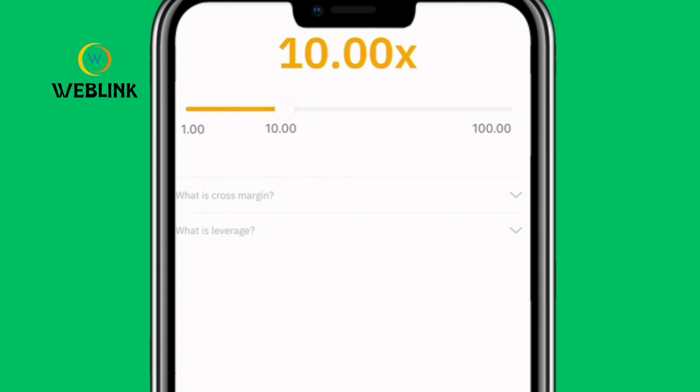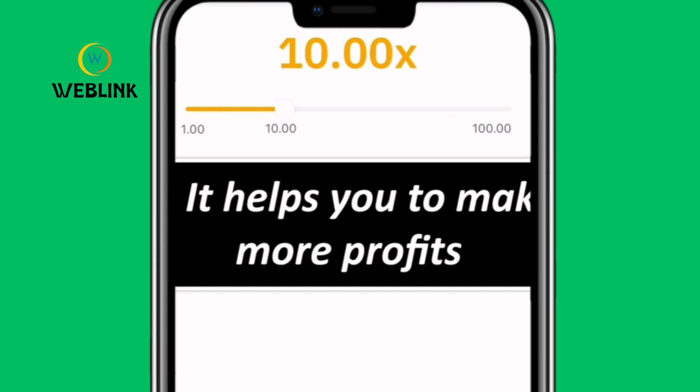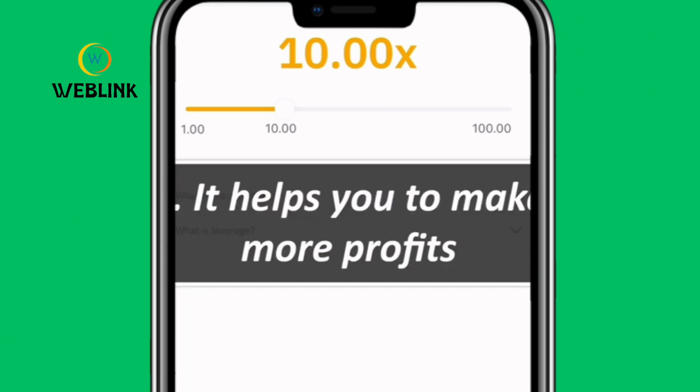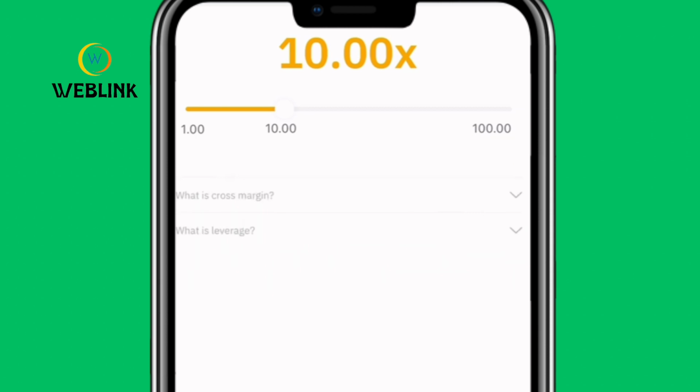Now, the second advantage of leverage is that it helps you to make more profit, which is where I want you to pay attention. Let's say for example, you are going into this trade with 10x leverage. And remember, we are trading ETH USDT. Let's say the price of ETH moves up by 1% on the chart, just 1%. That means that you are going to be making 10% profit. If it moves up by 2%, you are going to be making 20% profit.